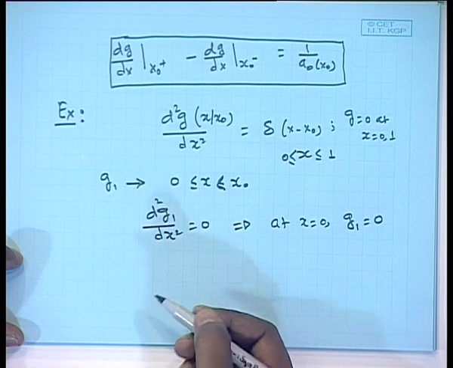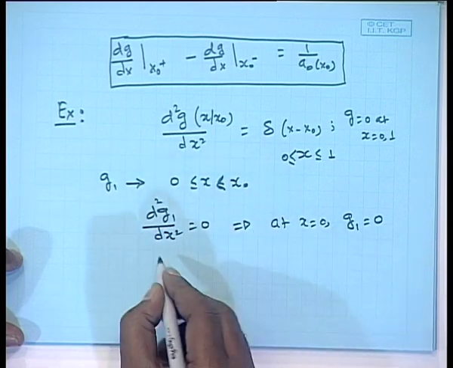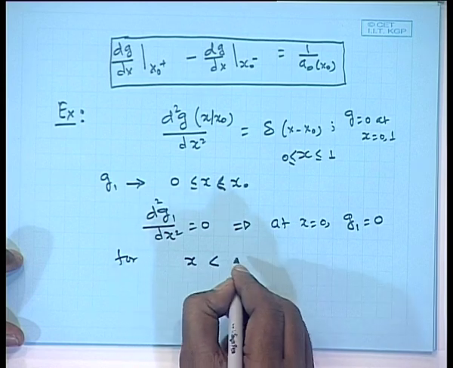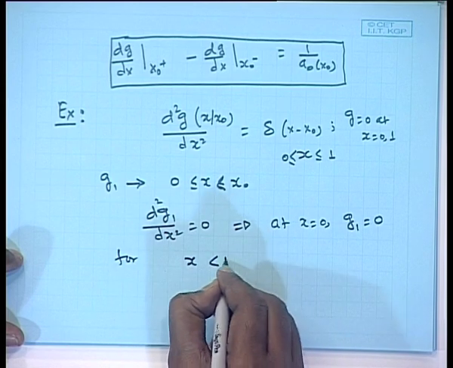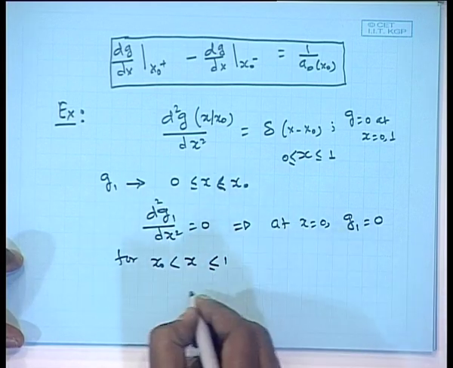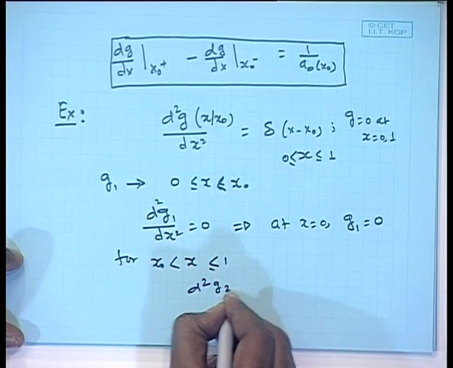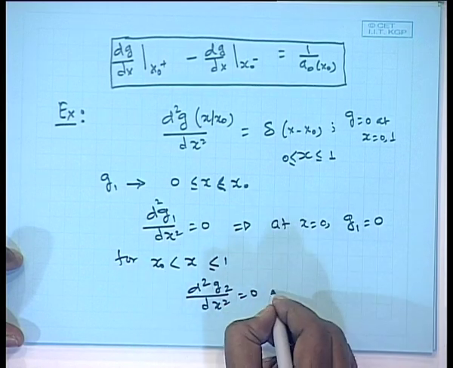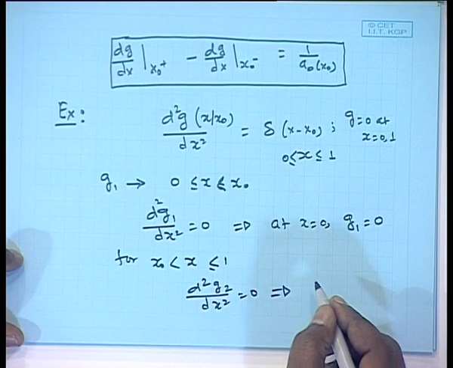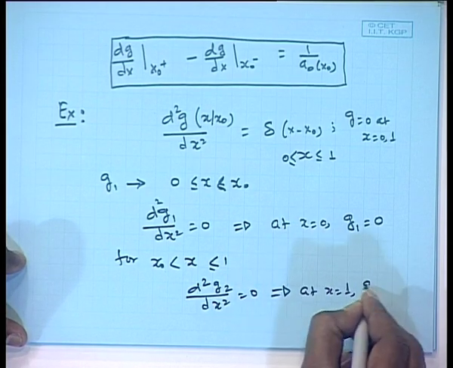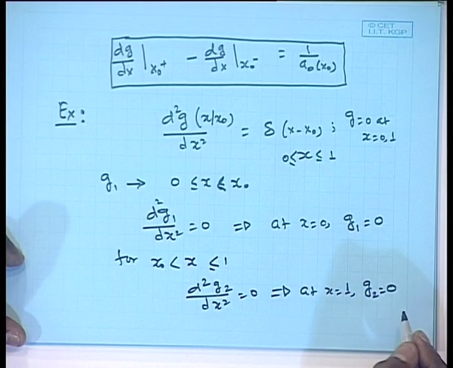The other part of Green's function for the other region, for x lying between x naught and 1, let us say d square g2 dx square is equal to 0. And you know only one boundary specified for this problem, that is at x equal to 1 your g2 equal to 0.